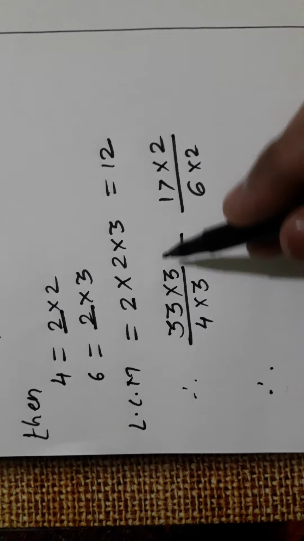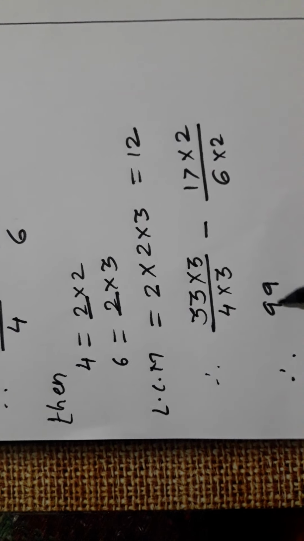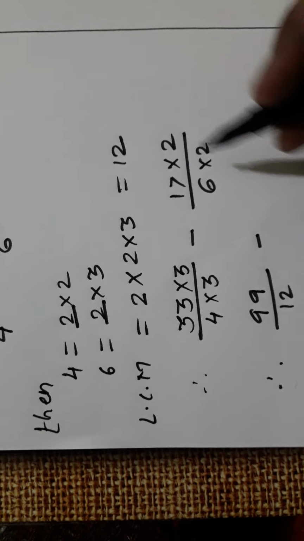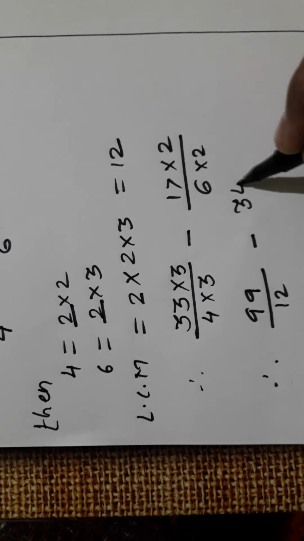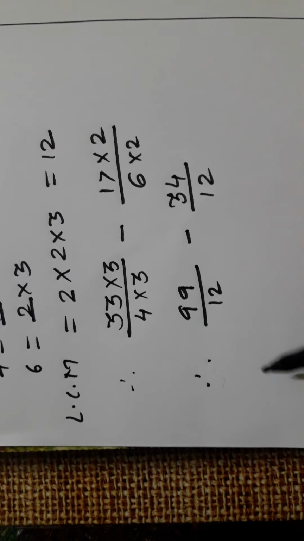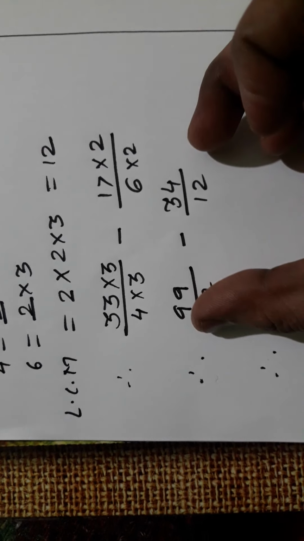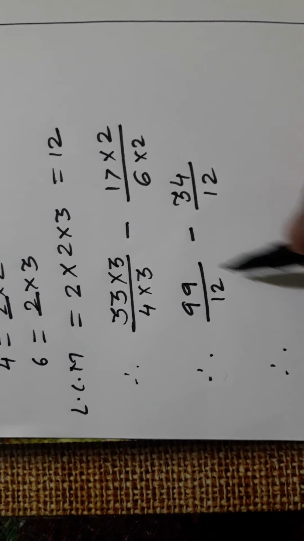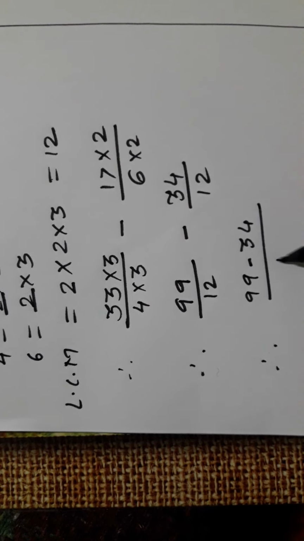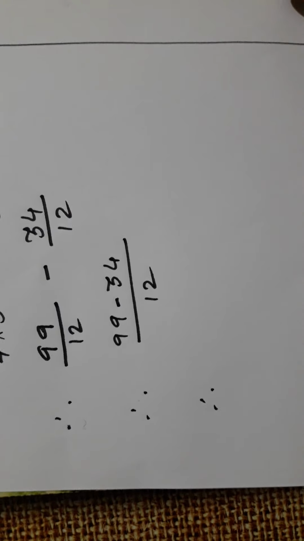Therefore 33 into 3, 3 3s are 9, 3 3s are 9, which means 99 divided by 12, minus 17 2s are 34 divided by 12. Okay, now the denominators are the same, which means like fractions. Now subtract the numerators, 99 minus 34 divided by 12. Therefore 99 minus 34, what will we get?